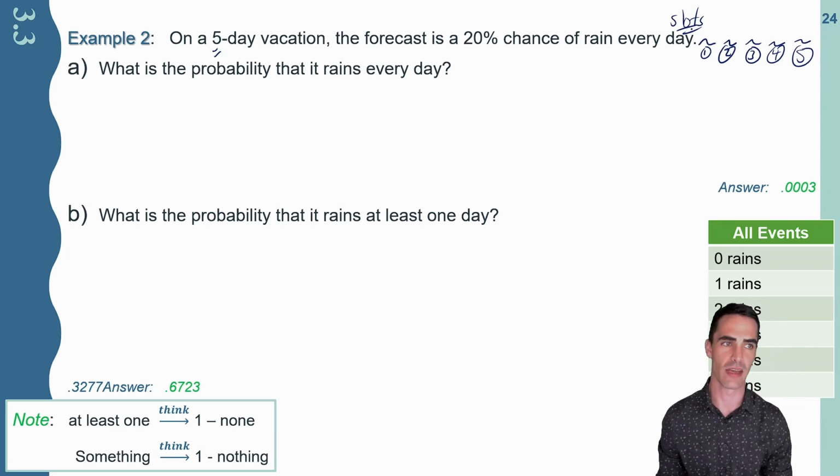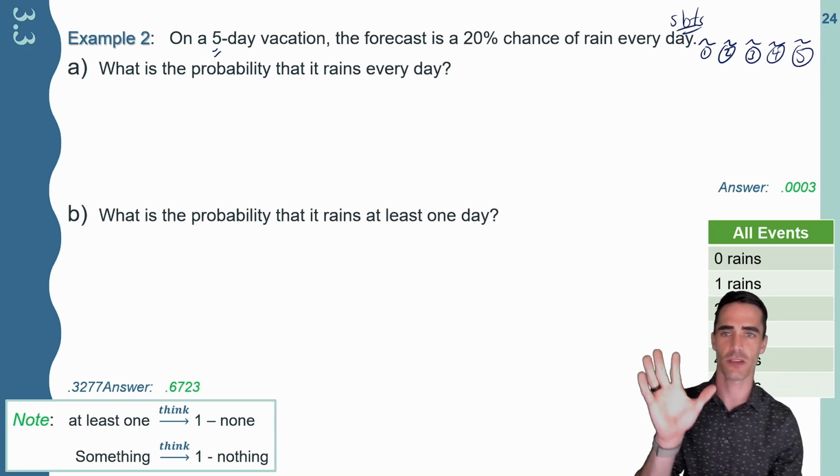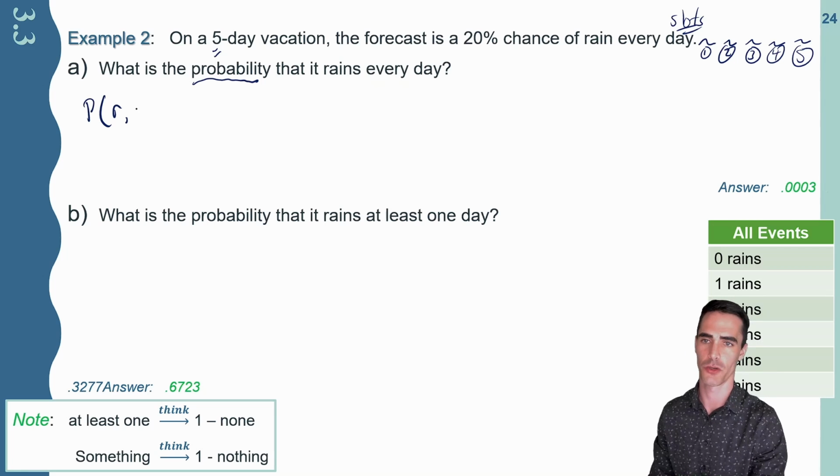I can think about them as events, each one to be filled. And I want to know the probability that it rains every day. Let me first start by asking, what are they talking about? Let's write out the event. That should be the probability that it's going to rain on the first day. So I'll write R for short.